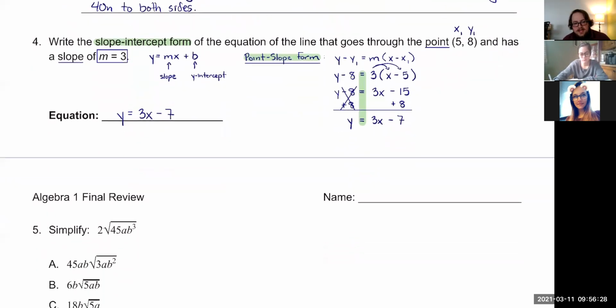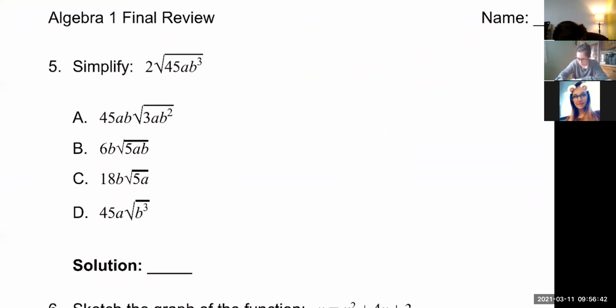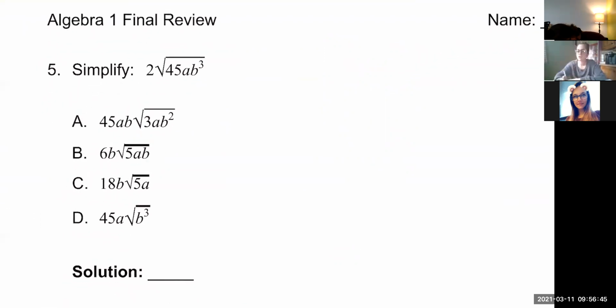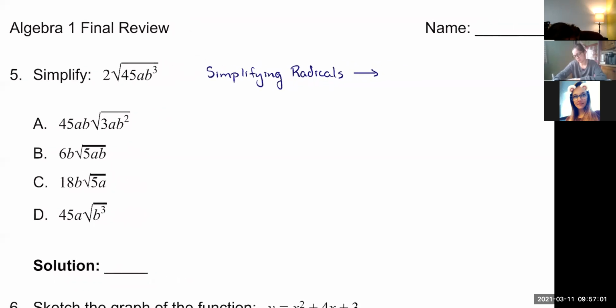All right, next page, number 5. This one hopefully is very fresh in our minds because this is a radical. And yesterday we simplified radicals. So as a little reminder here, when you are simplifying radicals, to kind of oversimplify what we did yesterday, what we did was find hidden perfect squares.